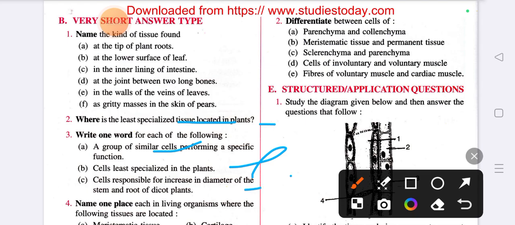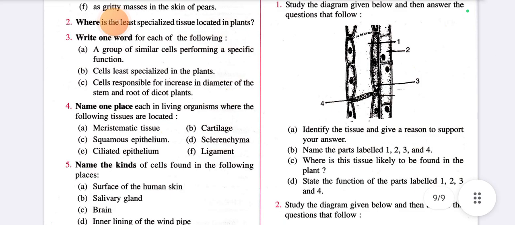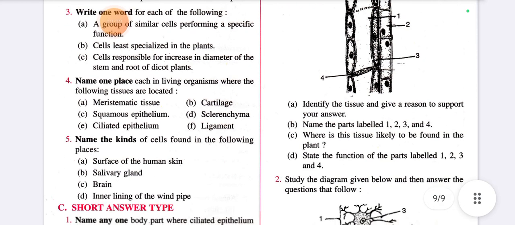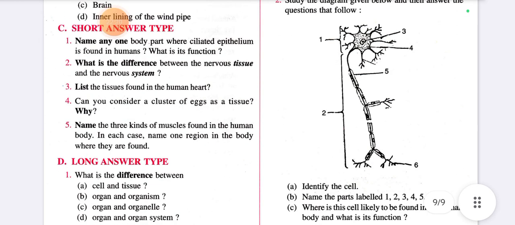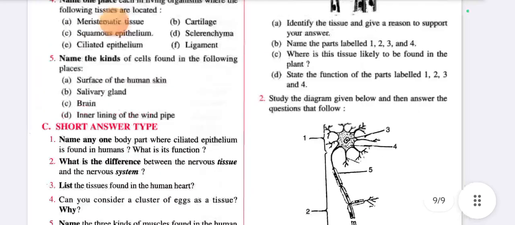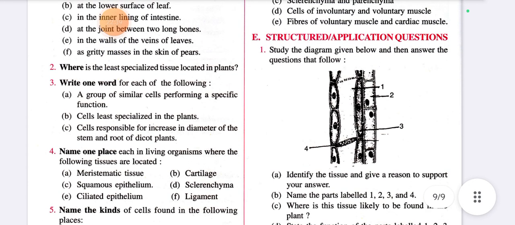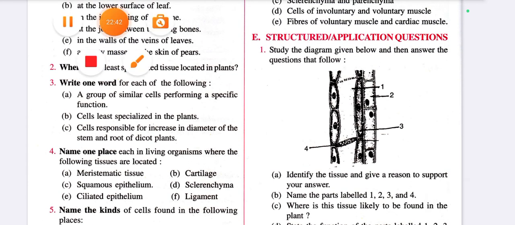This is lateral meristem. Name one place each where the following tissues are located. See, you can write the answers of this. Where is meristematic located, where is squamous, ciliated, cartilage and so on. Name the kind of cells found in the following places: surface of human skin, epithelial; salivary gland; brain; inner lining of windpipe and so on. Name any one body part where ciliated epithelium is found in humans. What is the function? What is the difference? Okay, so you may do it on your own. This diagram is very easy. Here I will tell you the answer. See.